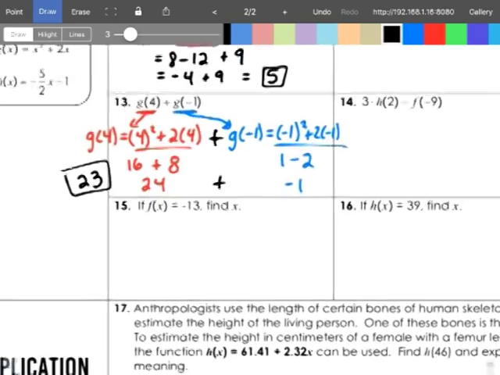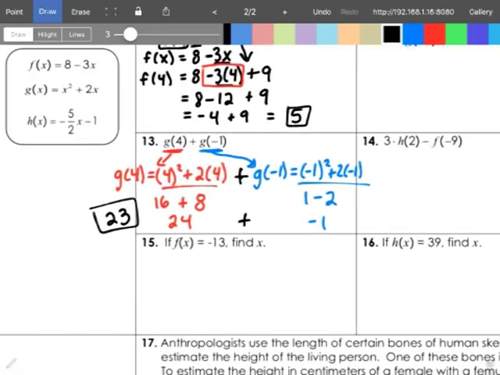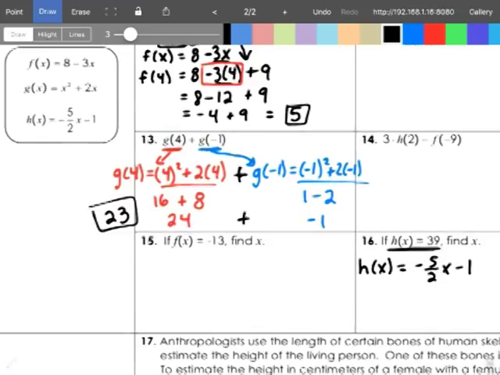Okay, let's try a fraction one. Okay, now this one's a little different. Let's look at this. So this one says h of x equals 39. So I'm going to write down my equation. h of x equals negative 5 over 2 x minus 1.